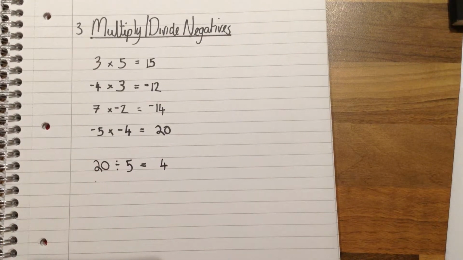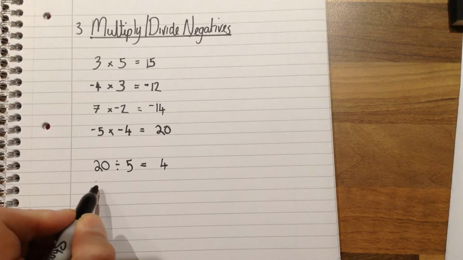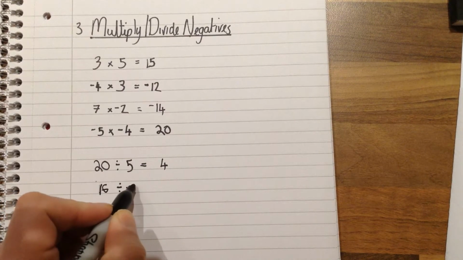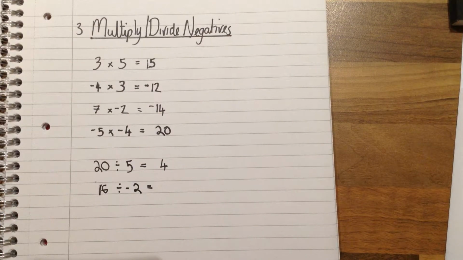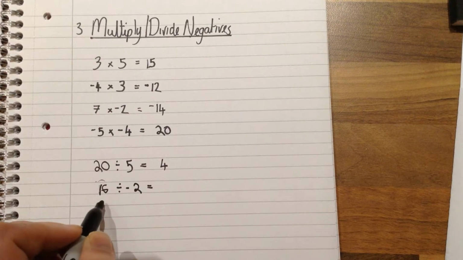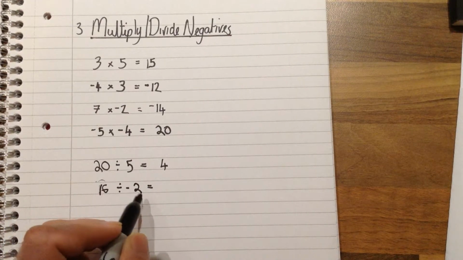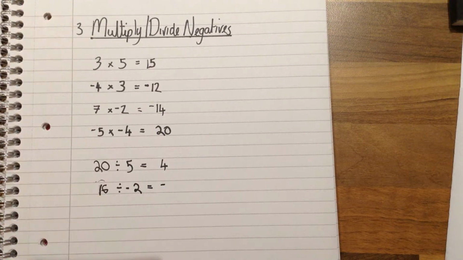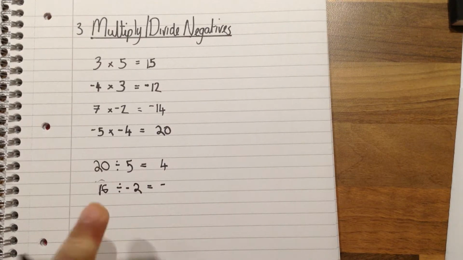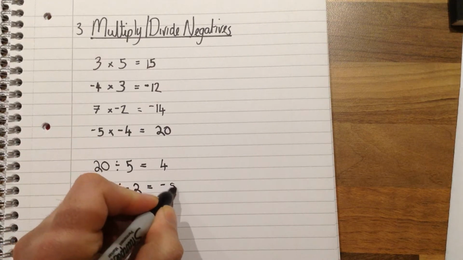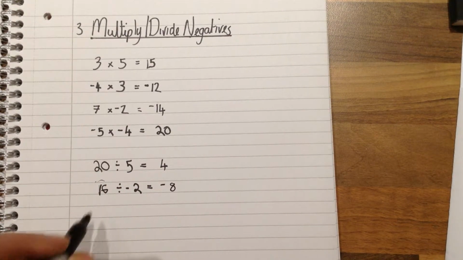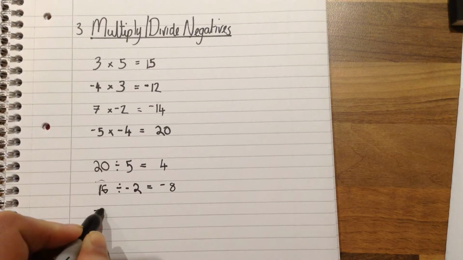Let's bring in some negative numbers then. So if I said 16 divided by negative 2 equals, 16 is positive. Here we've got a negative, so I've got one of each. If I've got one of each, the answer will be negative. And then all we do is 16 divided by 2. Well, 16 divided by 2 is 8. So my final answer is negative 8. If I did it the other way round, it works exactly the same.